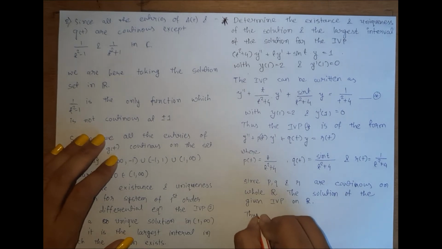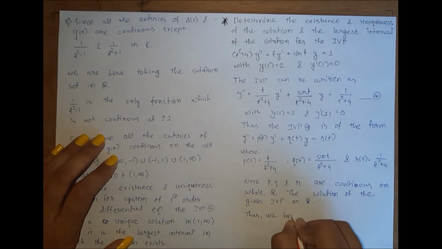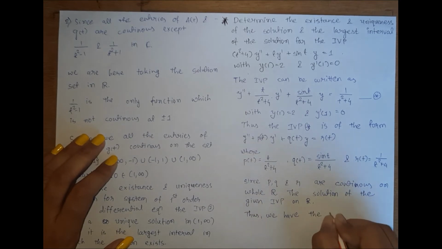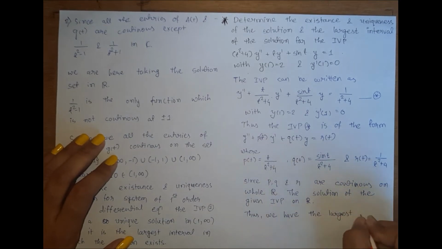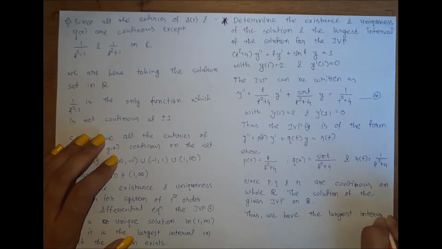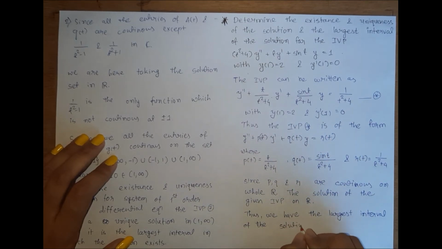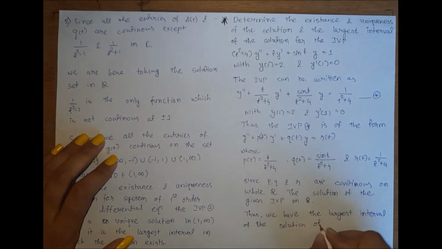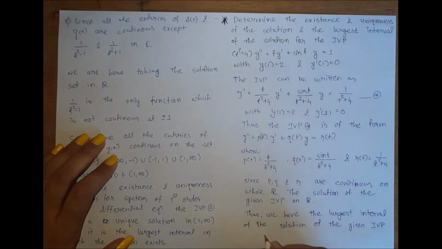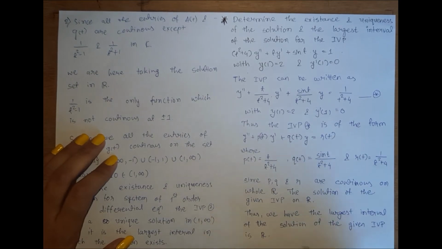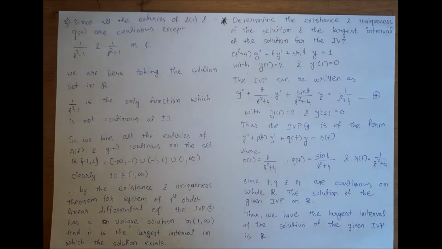And thus we have the largest interval of the solution of the given initial value problem is R, by using the existence and uniqueness theorem we have discussed in our last lecture.